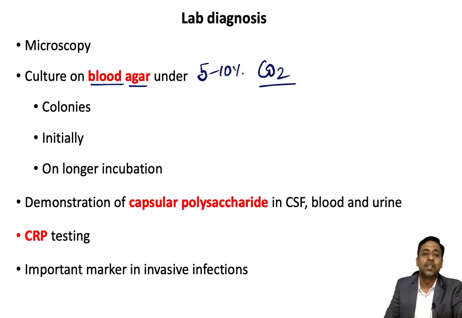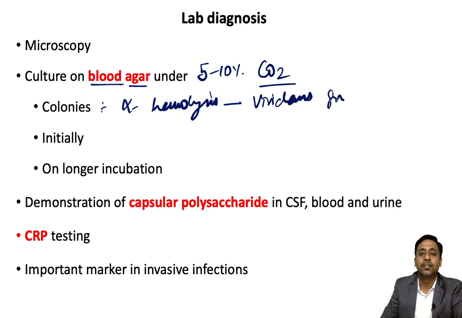Okay, and the colonies, if you know that streptococcus are classified on the basis of hemolysis, so this pneumococcus will show what type of hemolysis? The colony will show alpha hemolysis. Apart from pneumococcus, which type of streptococcus will show alpha hemolysis? Viridans group.